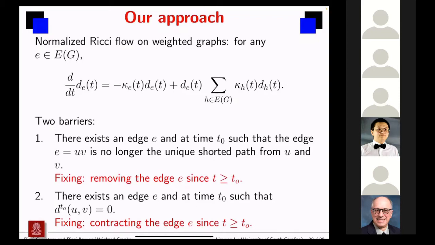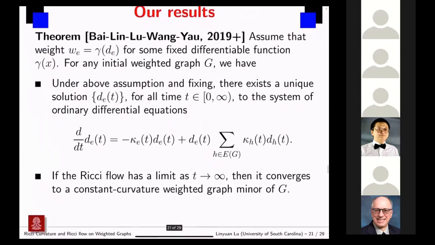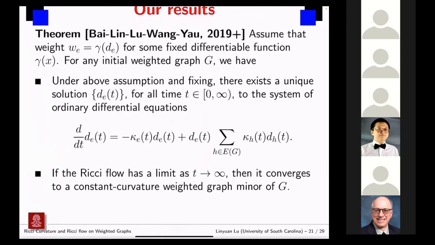This is the time t naught. Then we consider a subgraph and continue the system. Another difficulty is that some distance may become too short, close enough to zero. You cannot have a negative distance. So at that time, we contract that edge, so u and v become one point. We keep doing this, and the system has a solution that always exists for all time from zero to infinity. So eventually we have some kind of Ricci flow.